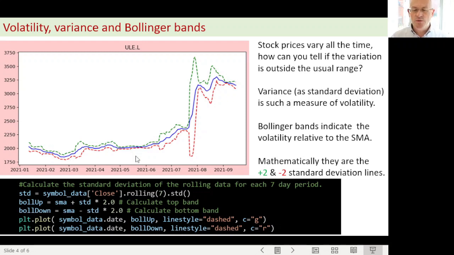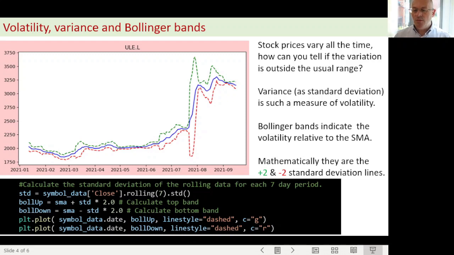In times of very smooth variation, so the price isn't changing very much, you'll get very close, very tight fitting Bollinger Bands. Over here you'll see that the Bollinger Bands shoot out either side once we've got that large change in the ULE share price when the takeover bid was announced.